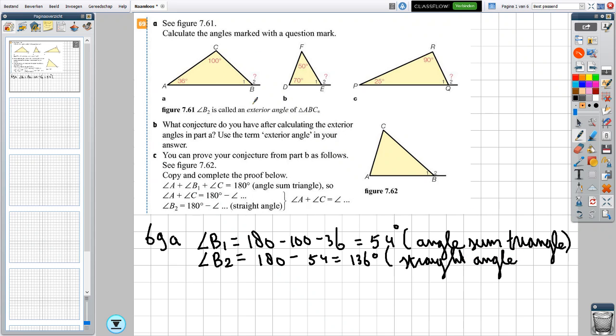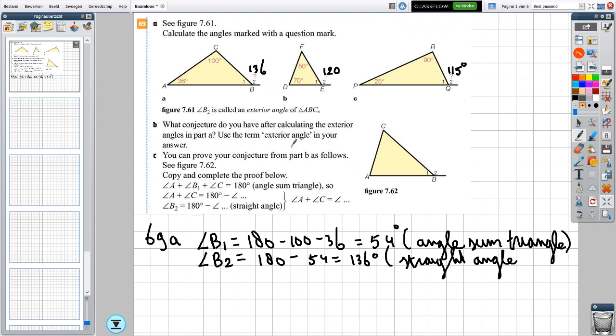And you have to do that for DEF and PQR as well. Just to show you how you can do an exercise like this, I'm only going to give you the answers. Here you will find that E2 is 120 degrees. Here we found 136, right? And here we will find that Q2 is equal to 115 degrees.